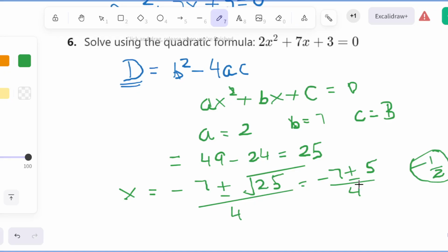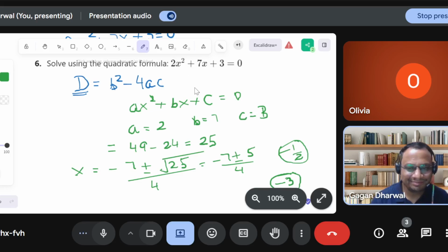And the other one, if you take the negative sign, minus 7 minus 5 is minus 12, and minus 12 divided by 4 is minus 3. So minus 3 is the other value. Both values came out to be negative. Do you understand this one, Olivia? Yes. You're writing it down?